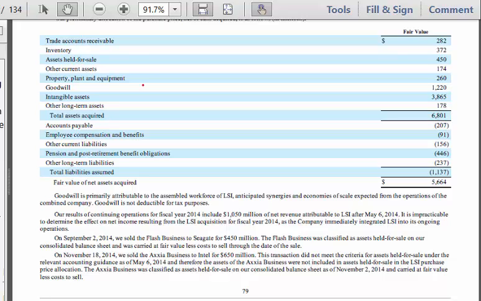One other required disclosure is when you buy a business. Here, remember, there is goodwill. There's $1.2 billion of goodwill. There's always a requirement to say whether the goodwill is tax deductible or not, and so in this sentence, goodwill is not tax deductible for tax purposes.